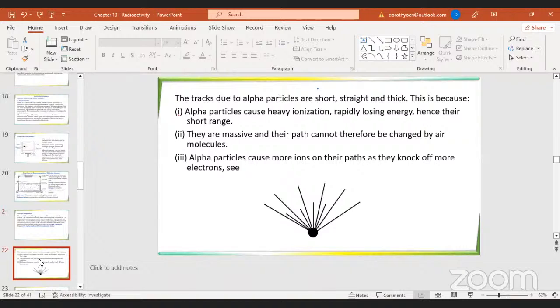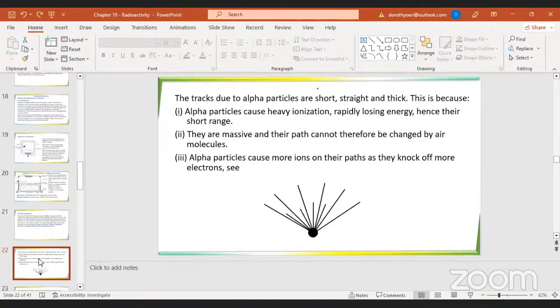Let me look at the tracks. The track simply means how the beta, alpha, and gamma radiations travel through, for example, air. What are the tracks that they leave behind? We start with the alpha particles. That diagram there shows tracks which have been left behind by an alpha particle moving through air.